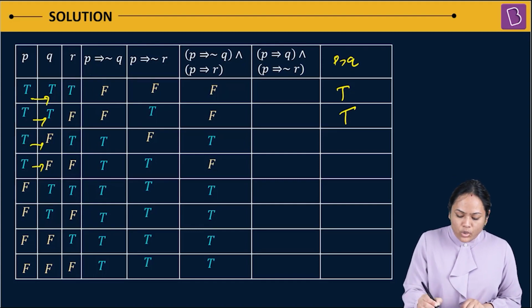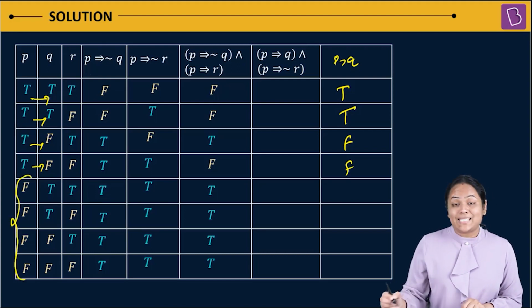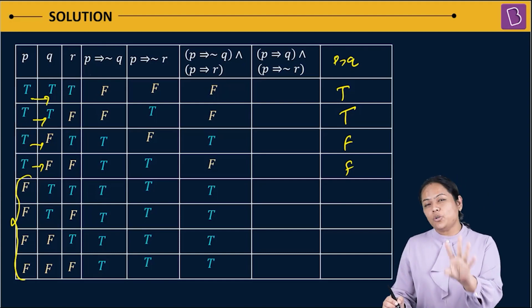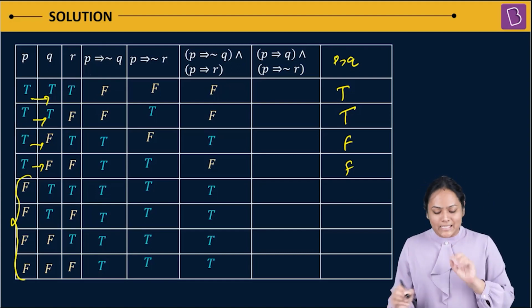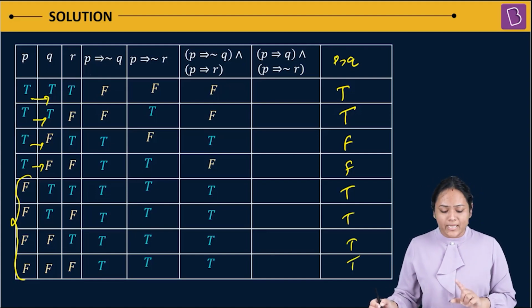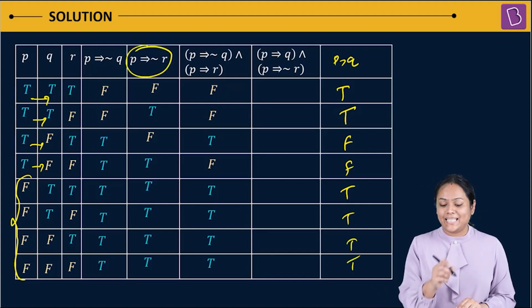True implies false in these two cases is going to give me false. In the rest of the cases, I have either F implies true or F implies F, and both of them will be true, right? So the last four are going to become true. And now I have to take its and with P implies negation R.